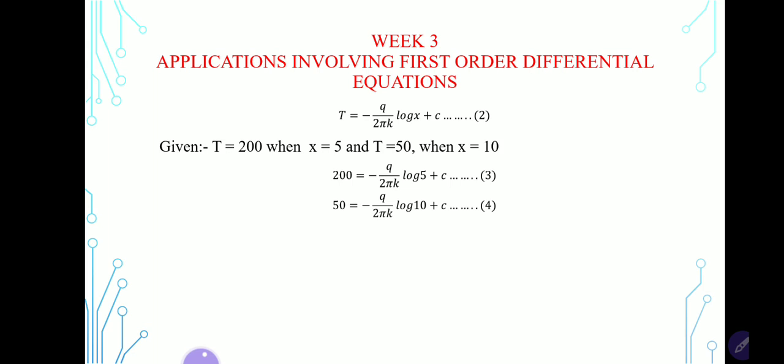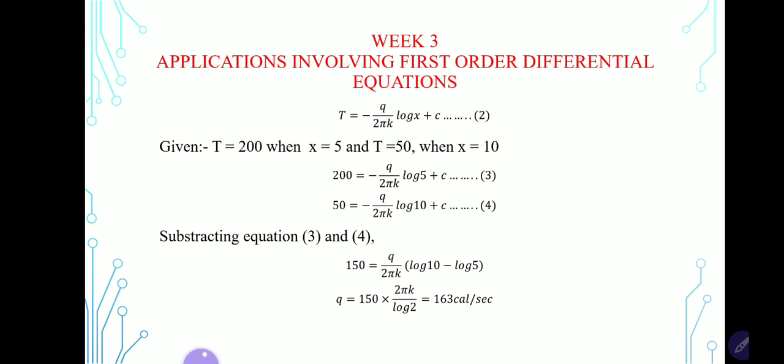Now how do we eliminate the constant of integration here? If we take the subtraction of equations 3 and 4, then we will get 200 minus 50, that is 150, is equal to q upon 2 pi k if we take common, and in the bracket will remain log 10 minus log 5, and log 10 minus log 5 is log of 10 by 5, that is log 2. So using this we can write q is equal to 150 multiplied by 2 pi k upon log 2, and after simplification this is 163 calorie per second.